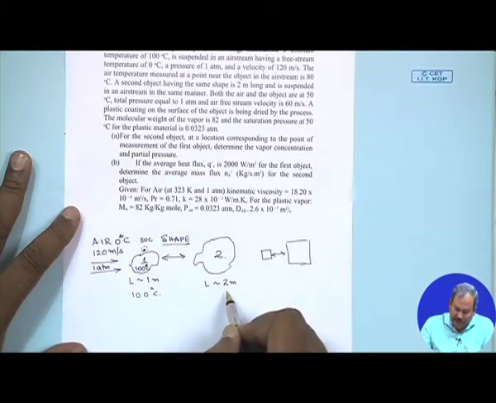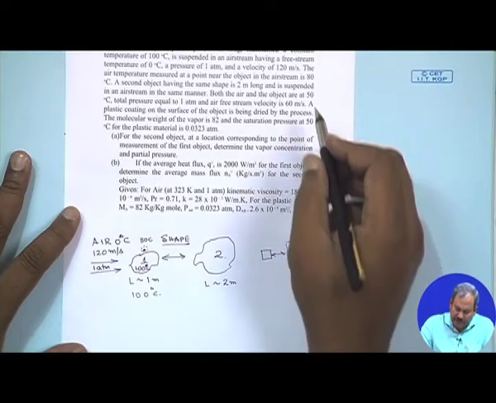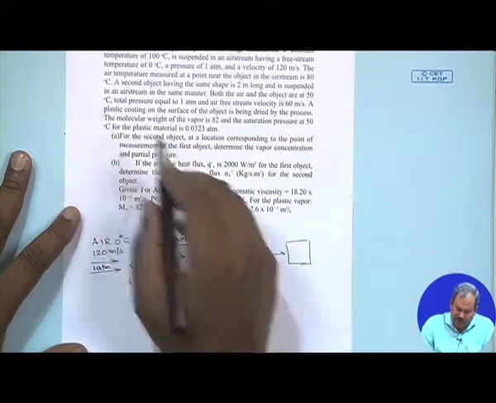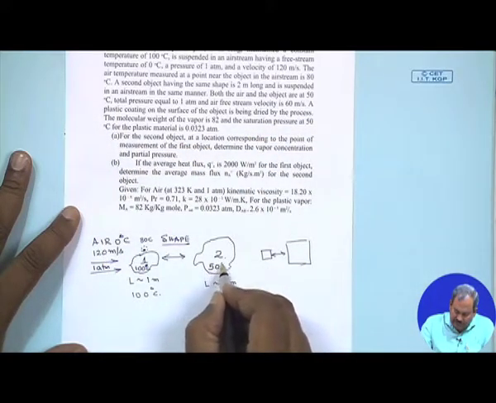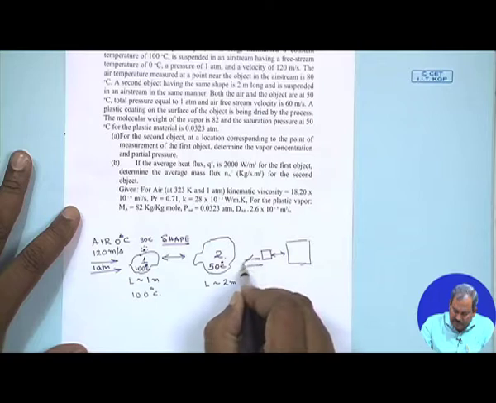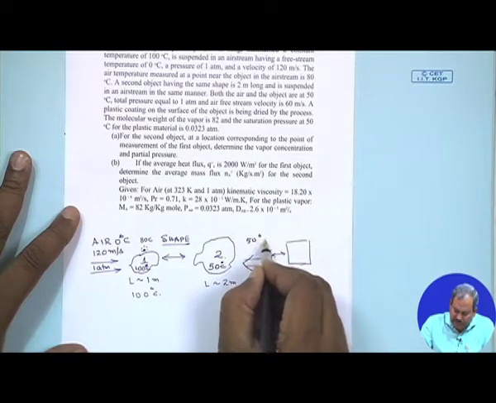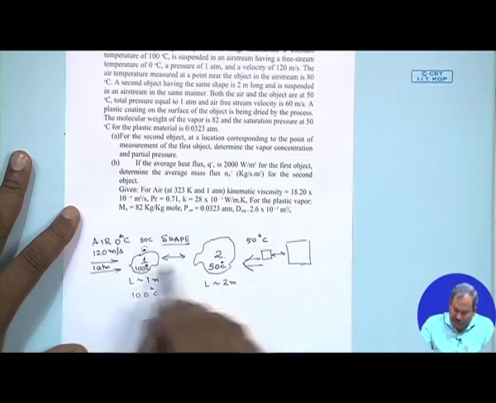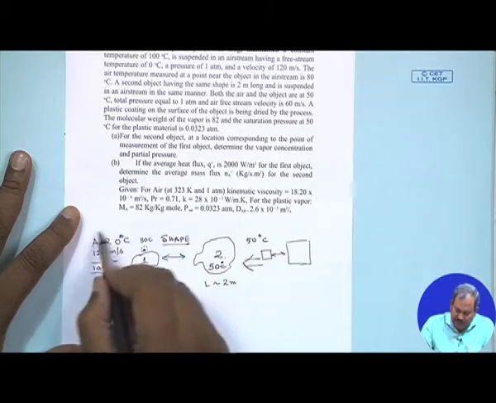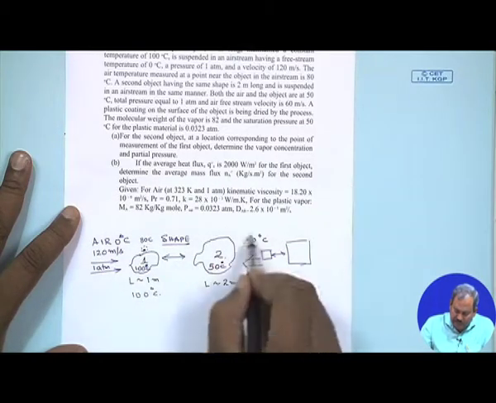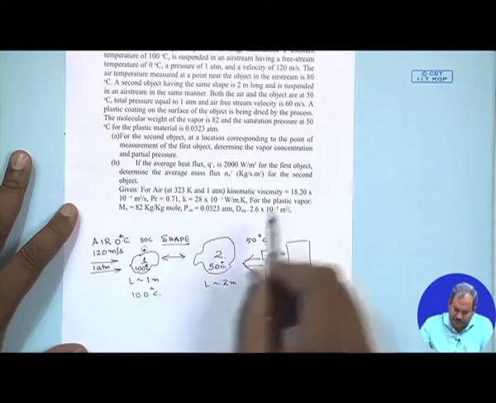Now, in the second case where the length is 2 meter, both the air and the object are at 50. So, this is at 50 degrees centigrade and the air that blows is also at 50 degrees centigrade. So, these two are separate things. Here you do a heat transfer experiment, but here what you have is a mass transfer situation.